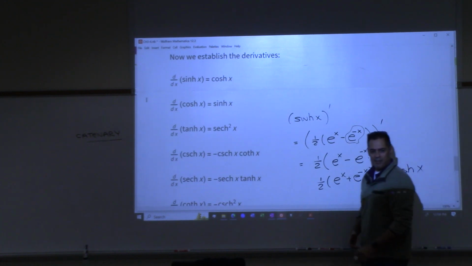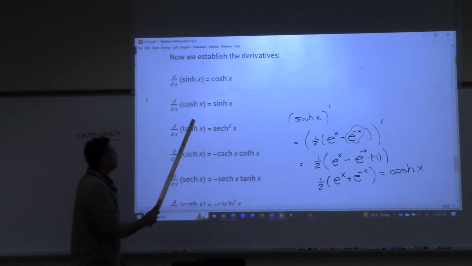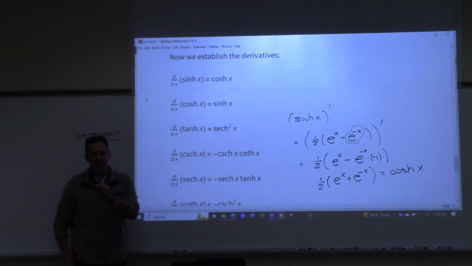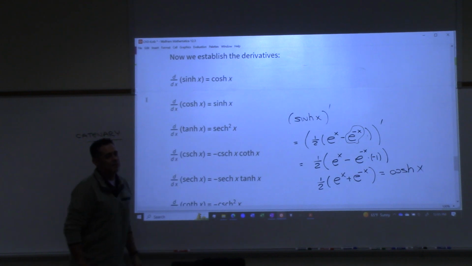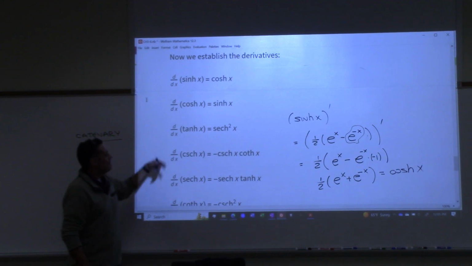That's nice, right? You can also show that when you take the derivative of cosine hyperbolic x, you get sine hyperbolic, but not negative. Remember in Cal 1, the derivative of cosine was negative sine. Here, they're both positive. That's so nice. Wish it would have been like that in Cal 1, right? I'm never going back. All right, so that's it, and then we keep going.